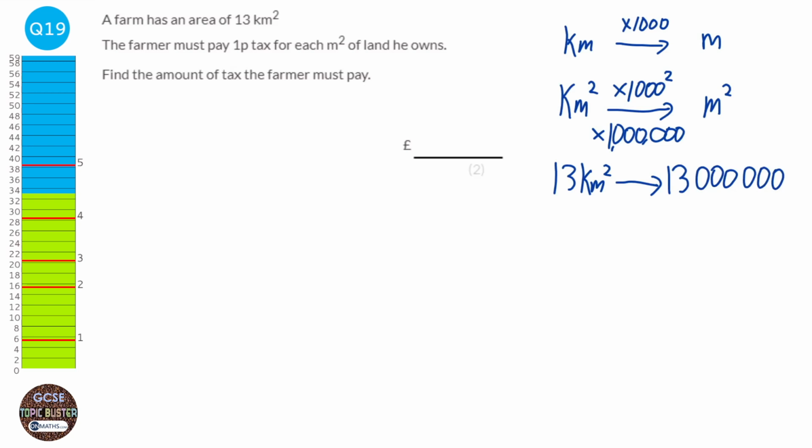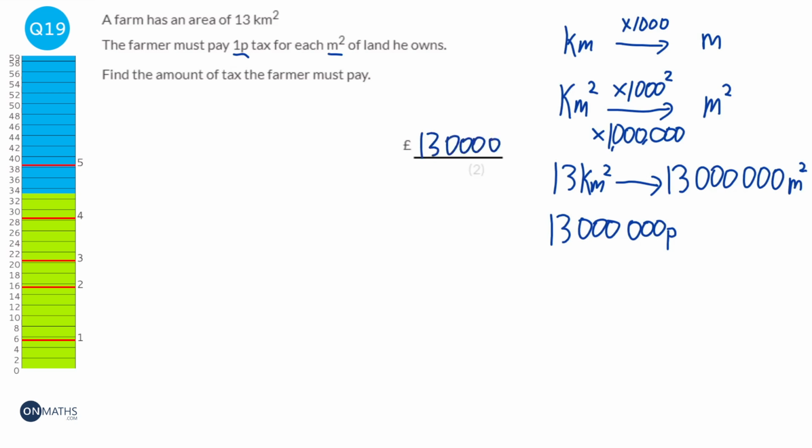Now, it says here the farmer must pay 1 pence tax for every metre squared. So this is going to be 13 million metres squared, and so that's going to cost him or her 13 million pence. But the answer is going to be in pounds, so we just need to get rid of 2 of the zeros at the end. So it's going to be 13, 1, 2, 3, 4.